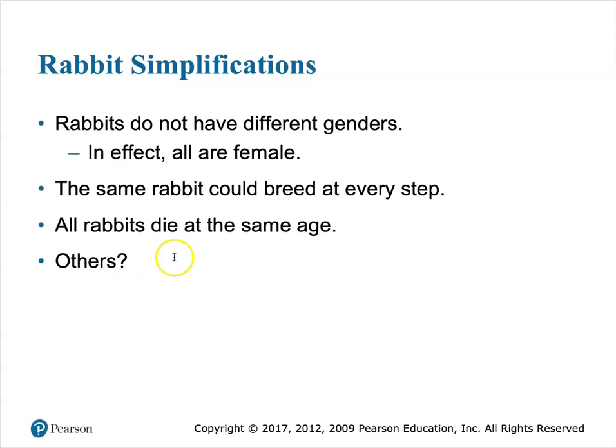Probably not a realistic, definitely not realistic, but does it have a negative impact on the simulation would be the question. When you look at the code, or look at the way the code is laid out, do you see other simplifications in the way the rabbit is implemented? Think about that and be ready to write it down for the homework.